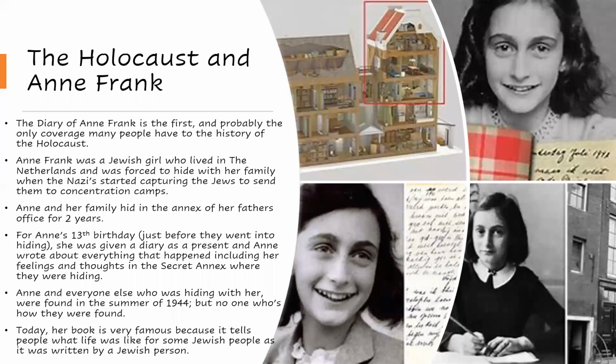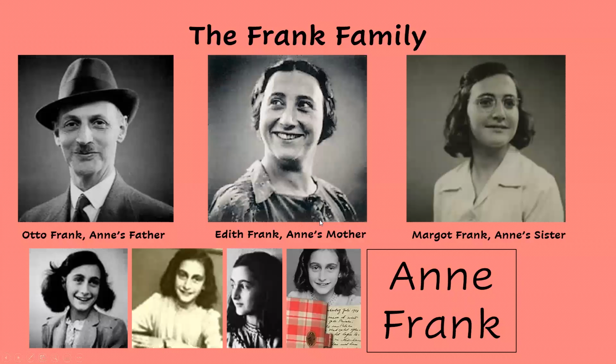Okay, so next slide. This is Anne Frank's family. Now, we have Otto Frank. He was Anne Frank's father. We have Edith Frank, who was Anne Frank's mother. And we have Margot Frank, who was the sister of Anne Frank. And these pictures at the bottom are all pictures of Anne Frank. So you can see she was a young girl, she was a teenager.